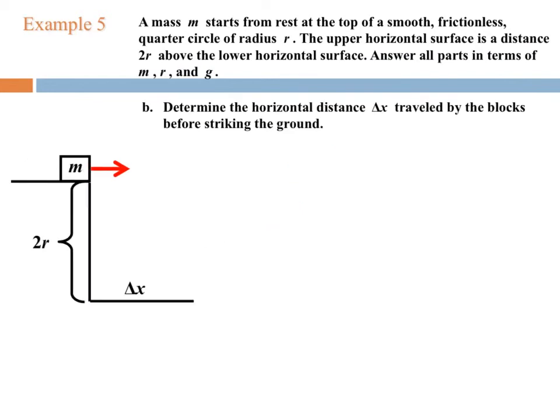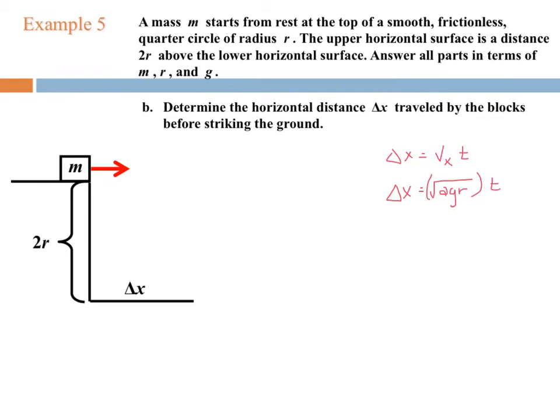The second part of the problem asks us to determine the horizontal distance delta x traveled by the block before striking the ground. Now, we can't use energy equations because we can't get that kind of detail out of energy equations. So we have to actually go back to using horizontal projectiles. Now, if I want to solve for delta x, I need to know my velocity in the x direction times time. Well, I solved for my velocity in the x direction in the previous problem. It was the square root of 2gr. But what I don't have is time.